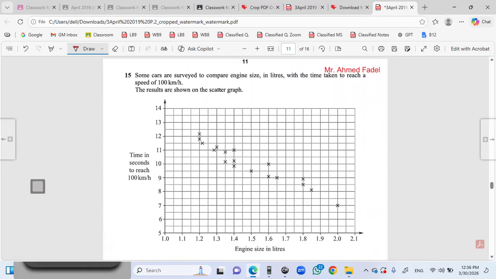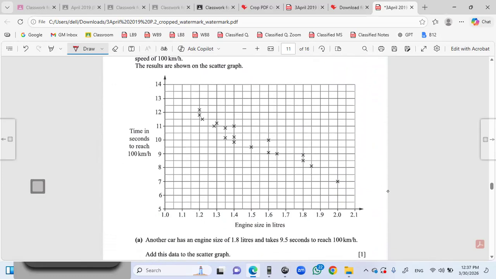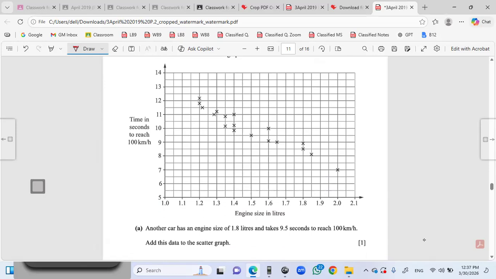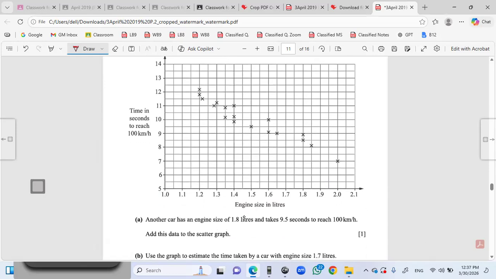Some cars are surveyed to compare engine size in liters with the time taken to reach a speed of 100 kilometers per hour. The results are shown on the scatter graph. Here you have the engine size in liters, and here the time in seconds to reach 100 kilometers per hour. Another car has an engine size of 1.8 and takes 9.5 seconds to reach 100 kilometers per hour. Add this data to the scatter graph. So 1.8 reaching 9.5 is here, on top of these two.